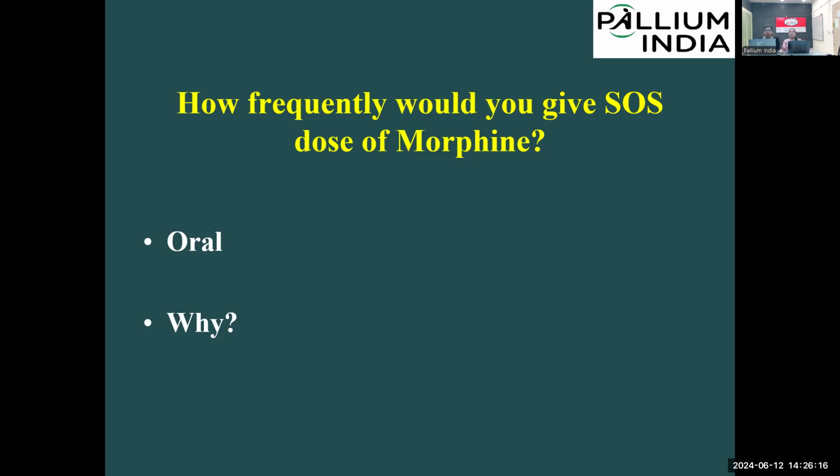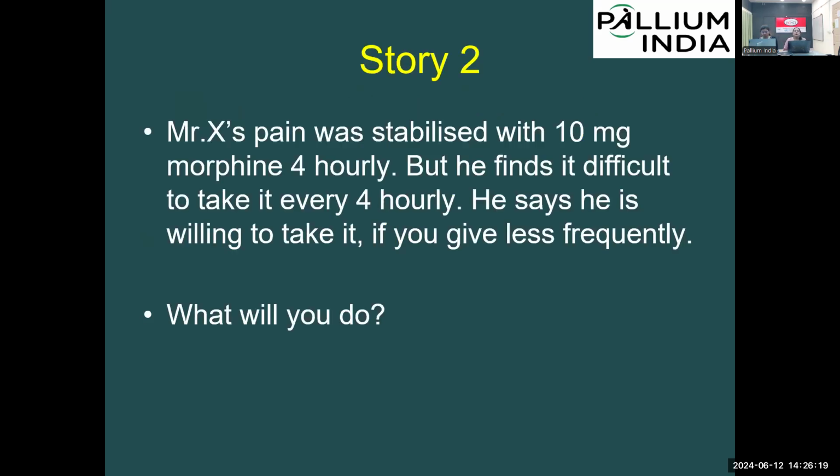So we are moving on to the next patient story. I'm sorry, it's the same patient with whom we started. Since the pain relief was not adequate, we started him on 10 milligram of morphine every 4 hourly. But now the issue is that he finds it difficult to take it every 4 hourly. He still understands that it is important to take morphine for pain relief and is willing to take it, but he is requesting if something can be done to reduce the frequency at which he needs to take the medicine. Are there any suggestions? What can we do for him? How can we help him?